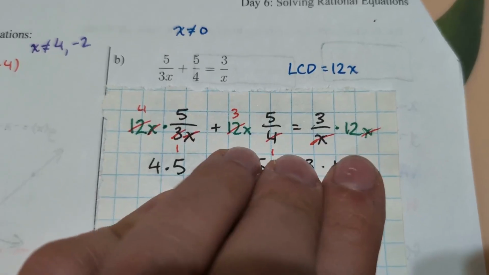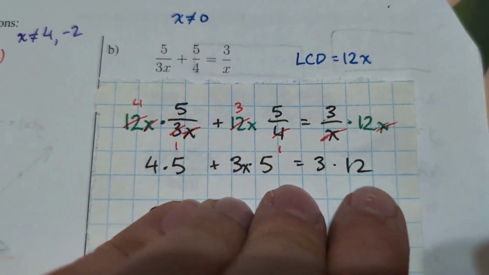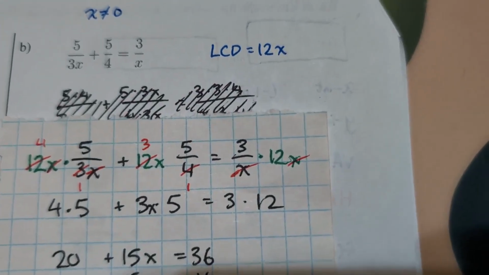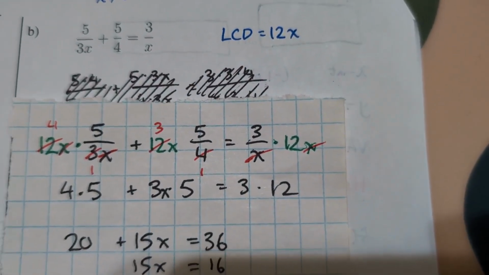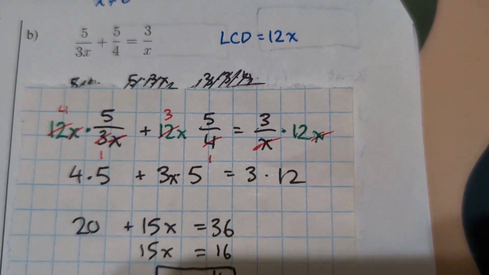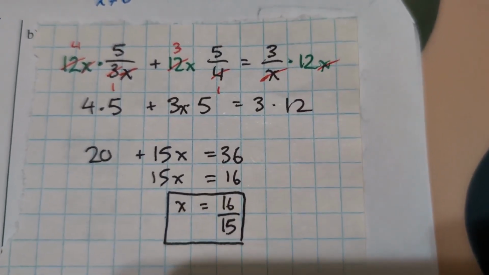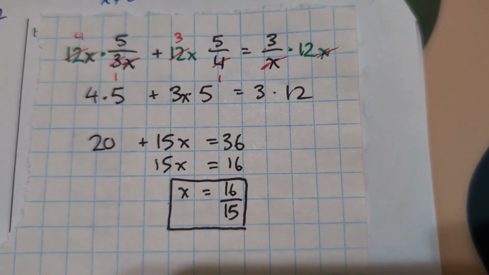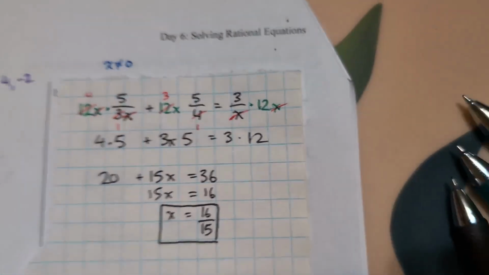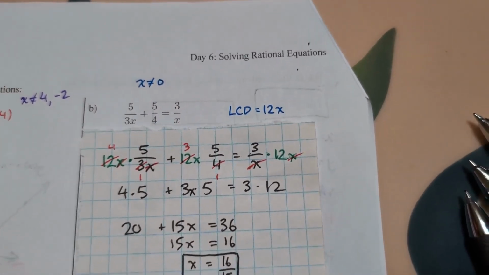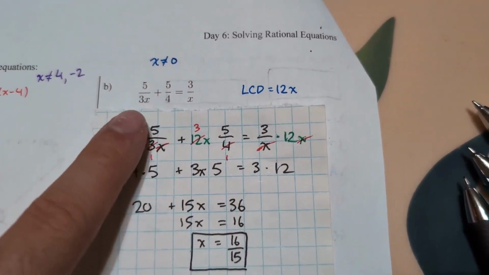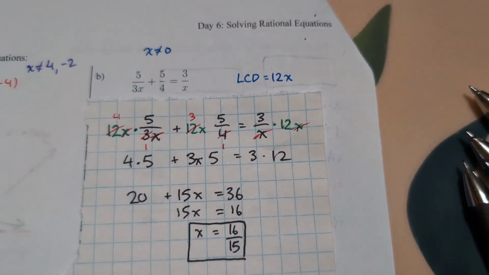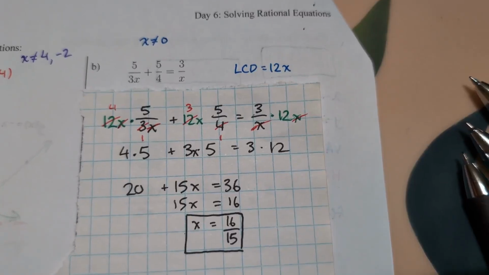Well, we have 4 times 5. We had 3x times 5. And we had 3 times 12. So we can say well, that's 20 plus 15x equals 36. Move the 20 over, 15x equals 16, and eventually you get x equals 16 over 15 as your final answer. Not obvious from looking at this equation that 16 over 15 is going to be the answer, but from solving it, that is the answer we get. That's the only x value that would work in that equation.